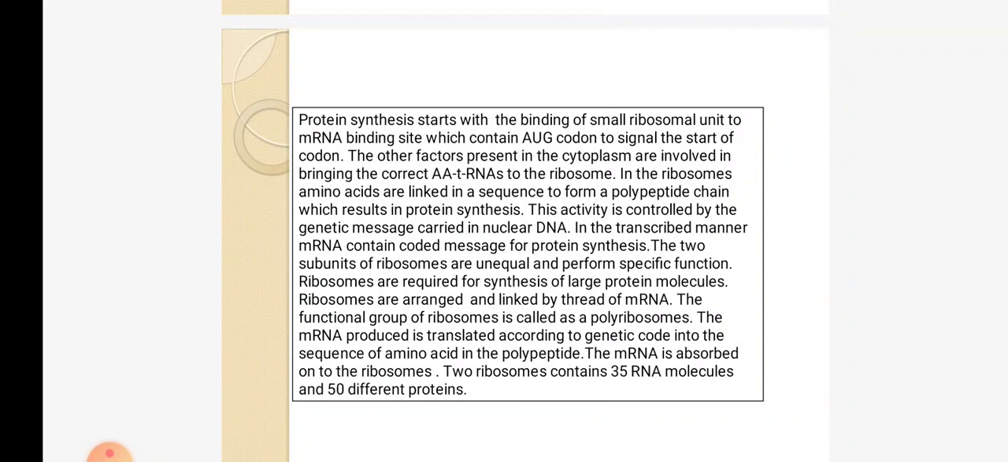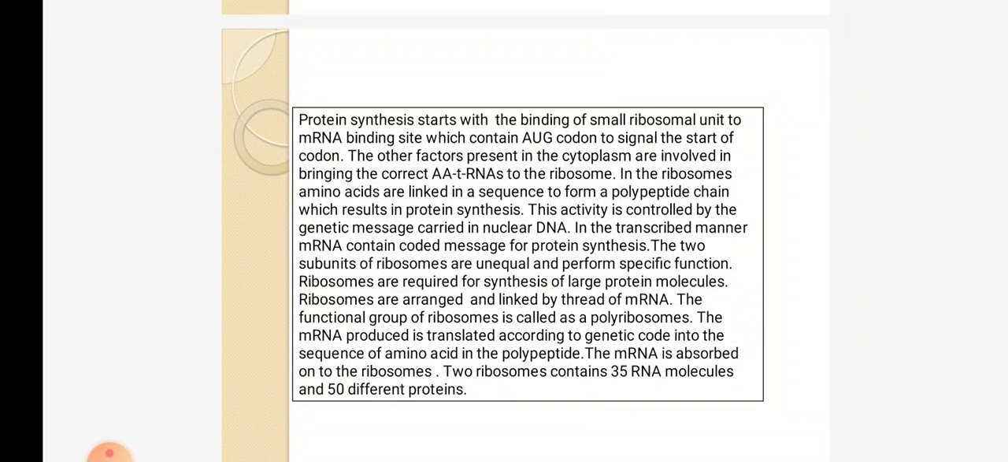This activity is controlled by the genetic message carried in nuclear DNA. It is transcribed, and mRNA contains the coded message for protein synthesis. The two subunits of ribosomes are unequal and perform specific functions. Ribosomes are required for synthesis of large protein molecules. Ribosomes are arranged and linked by a thread of mRNA. The functional groups of ribosomes are called polyribosomes. The mRNA produced is translated according to the genetic code into a sequence of amino acids in the polypeptide.